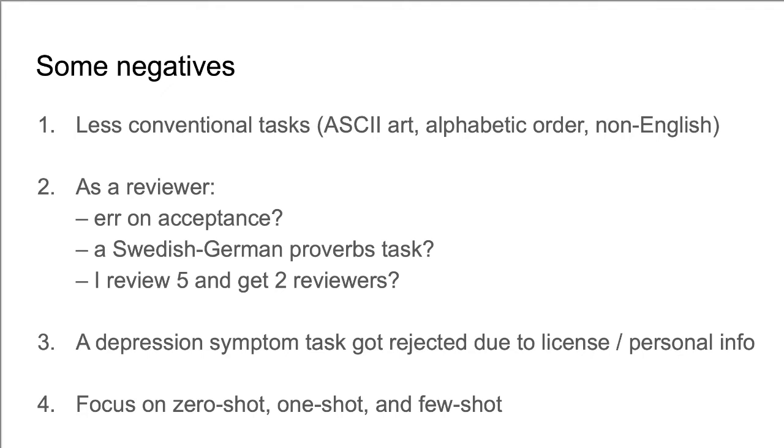One of the tasks was a depression symptom task, which checked out in terms of the way it was organized, but then people raised issues about the license and whether people's messages in there revealed some personal information. And I think they made the right decision erring on the side of privacy and not including it in the benchmark.